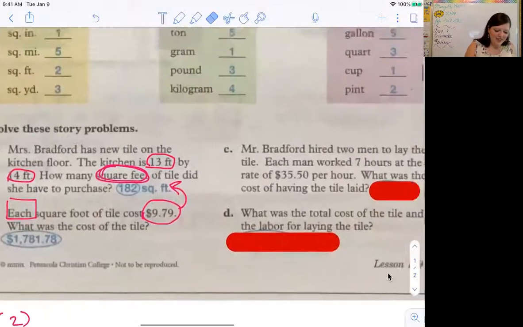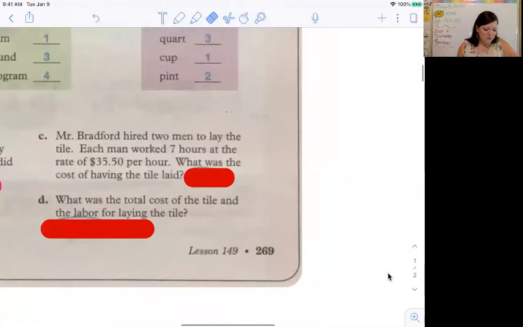Here we go. Letter C. Mr. Bradford hired 2 men. Oh my goodness, we're not even done. It gets more expensive. Mr. Bradford hired 2 men to lay the tile. I forgot. The tile is just sitting there. It hasn't been installed yet. We still have to pay for the installing or the laying down of the tile. Right now, you're just looking at it all stacked up. You can't actually walk on it. This has just gotten way more expensive.